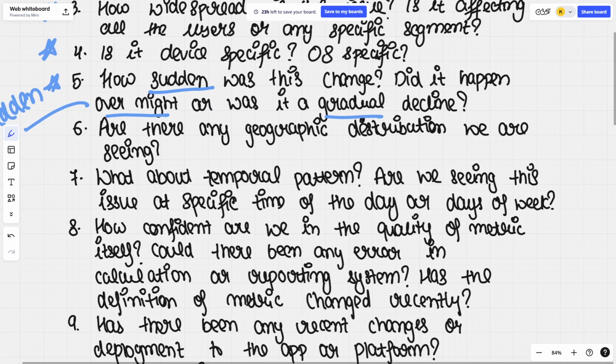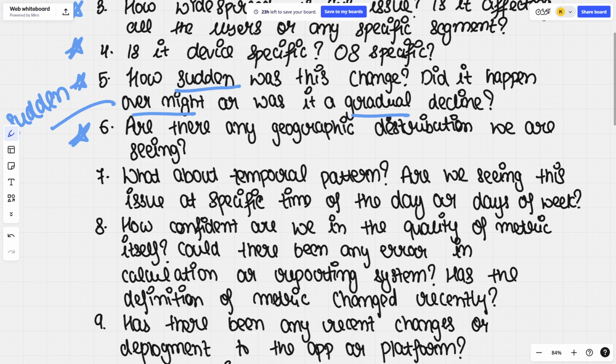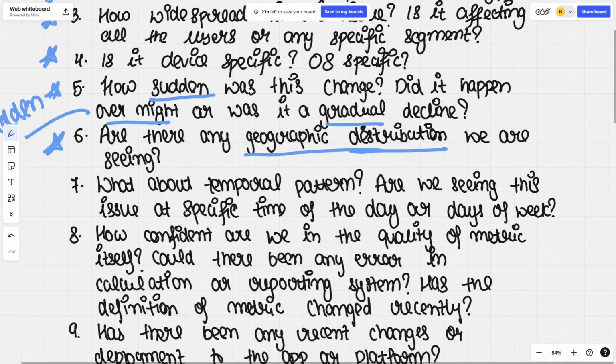Is there any geographic distribution we are seeing? This is also a common question that you can ask in any RCA problem. You have to ask in which particular city we are talking about, in which country we are talking about, or whether there is any specific area or region we are talking about.